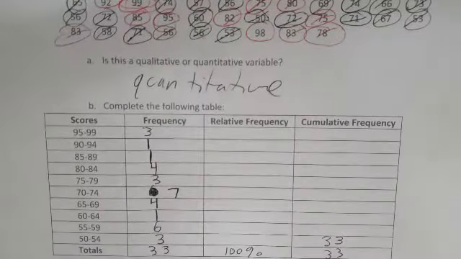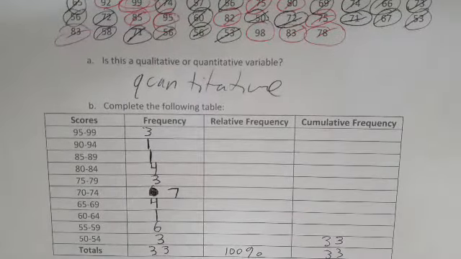I'll see if I counted these right. So this is where you should definitely be checking your solution. 3 plus 1 plus 1 plus 4 plus 3 plus 7 plus 4 plus 1 plus 6 plus 3. That gives me 33. Woo!